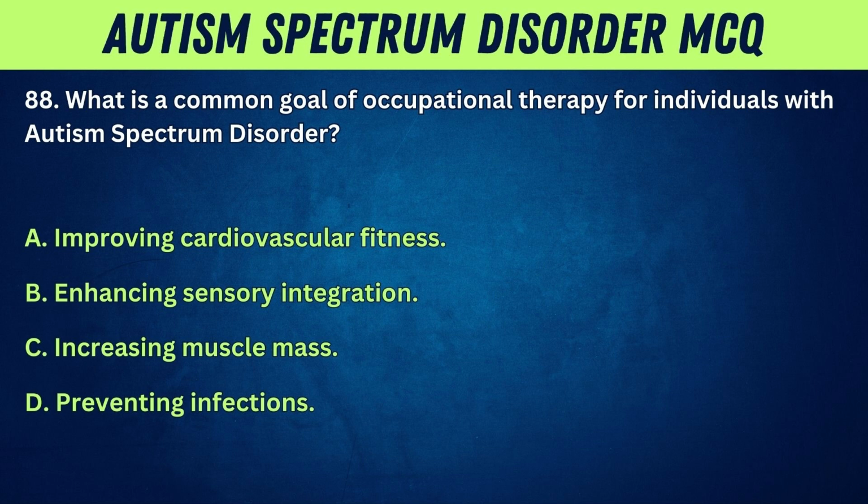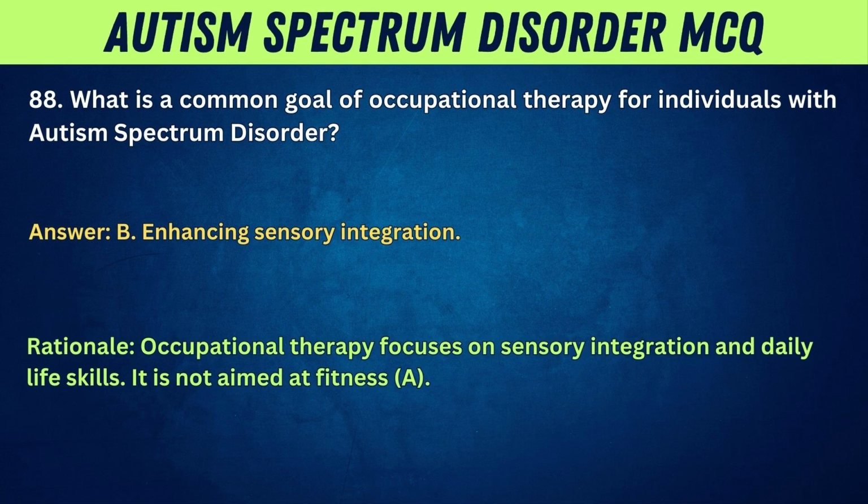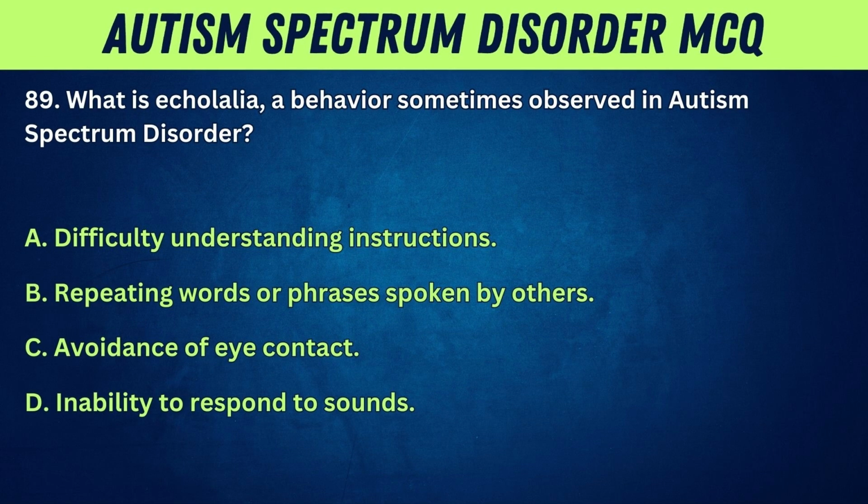88. What is a common goal of occupational therapy for individuals with autism spectrum disorder? A. Improving cardiovascular fitness. B. Enhancing sensory integration. C. Increasing muscle mass. D. Preventing infections. Answer. B. Enhancing sensory integration. Rationale. Occupational therapy focuses on sensory integration and daily life skills. It is not aimed at fitness, A.